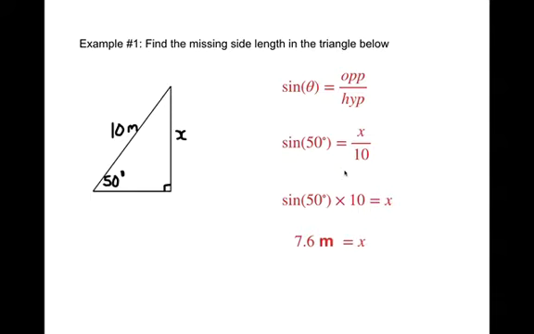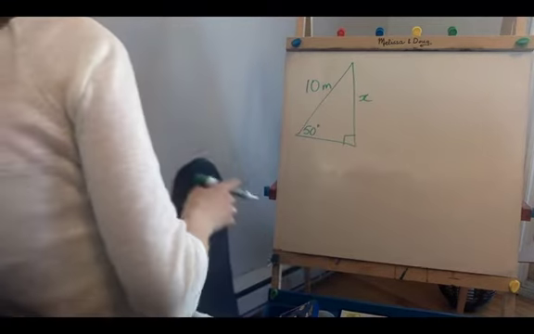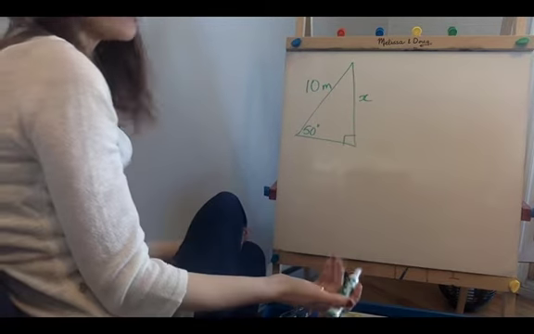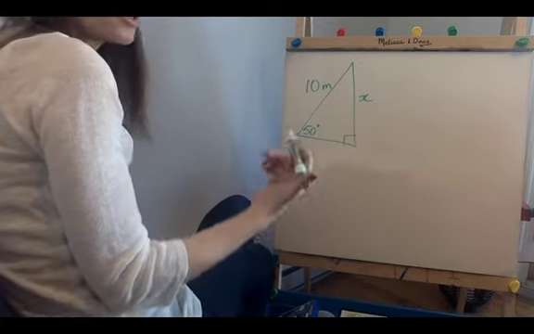If I just redraw that triangle to start, we clearly have a right angle triangle with a hypotenuse value of 10 meters, a 50-degree angle at the bottom, and that side length of x. That was the triangle given in the question, so we can skip drawing the diagram. Now we label our triangle accordingly for adjacent, opposite, and hypotenuse.